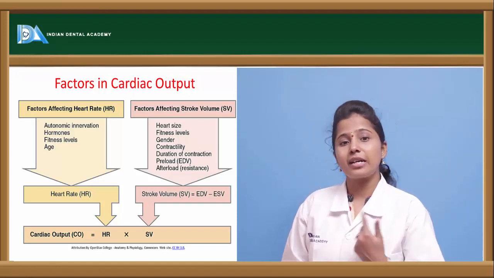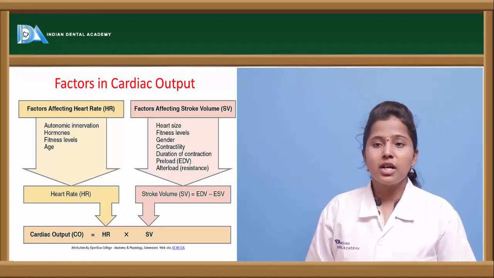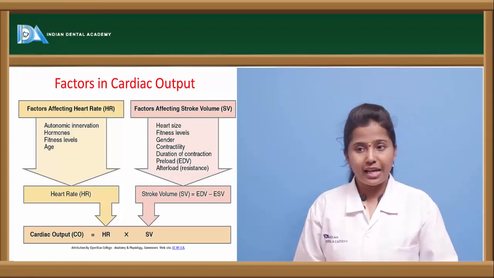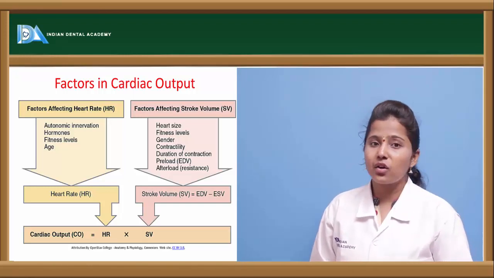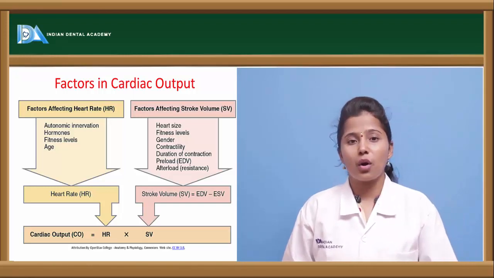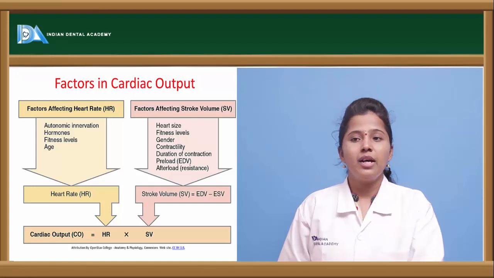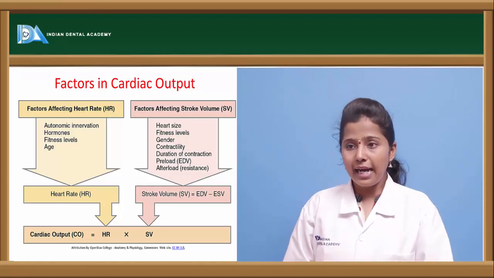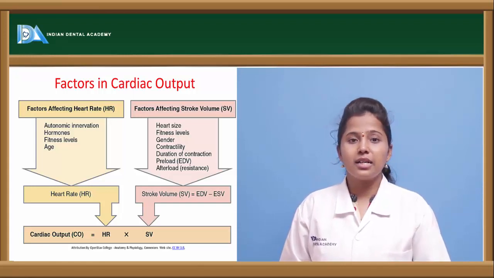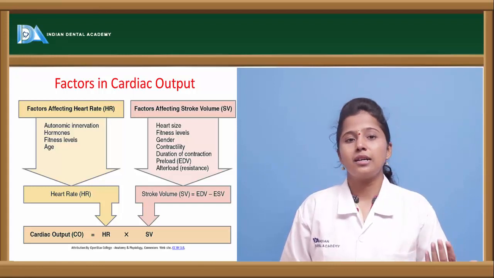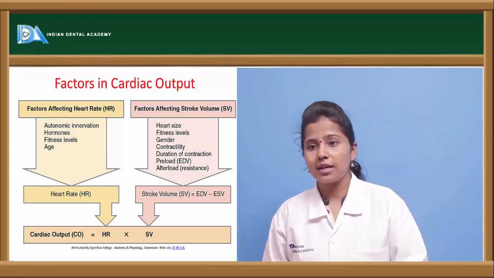So let us see the factors affecting heart rate. One is autonomic innervation, the others are hormones, fitness levels and age. As age increases, heart rate will decrease, and when we are not fit, the heart will not beat in a proper manner. And hormones, if there are any disturbances in the normal hormone level, then there will be an increase or decrease in the heart rate. And factors affecting stroke volume: heart size, because how much blood is exerted out of the heart is determined by the heart size.